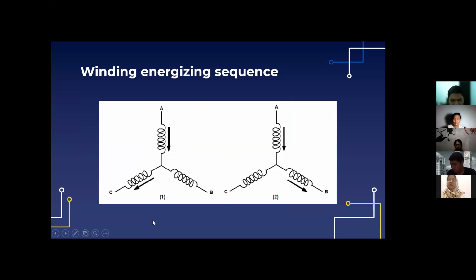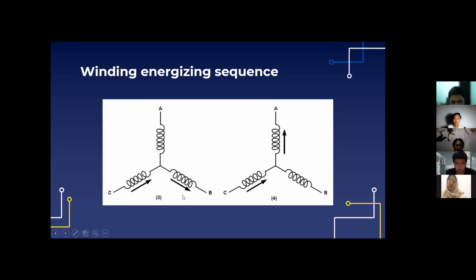Okay, so this is the winding energization sequence. The first sequence is winding A is given positive voltage polarity, and C is given negative voltage polarity, so the current goes from A through C, with winding B disabled or not activated. And then the second sequence is winding A given positive voltage and winding B given negative voltage, so the current goes from A through B, with C deactivated.